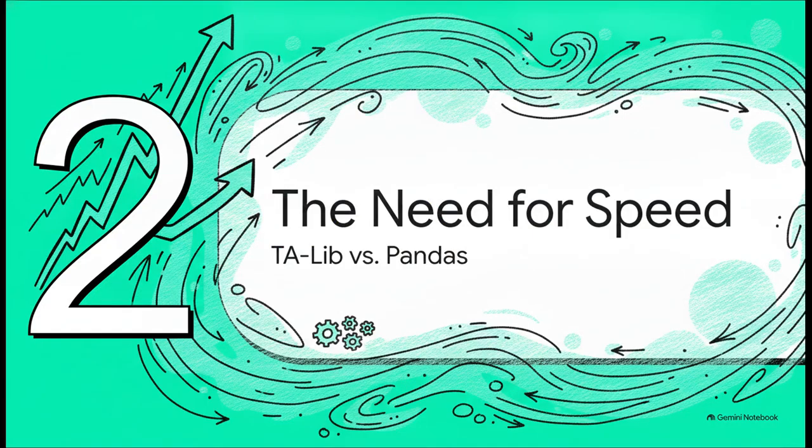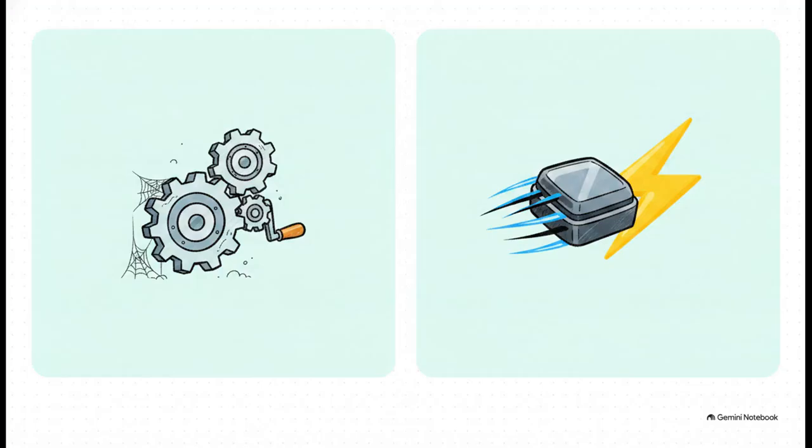Section 2. The Need for Speed. TA-Lib versus Pandas. Now you might be thinking, can't pandas just do this? Well, while pandas can technically calculate a moving average using its rolling method, doing that manually across thousands of different stock tickers is absolutely going to slow you down. TA-Lib, on the other hand, is actually written in compiled C code under the hood.